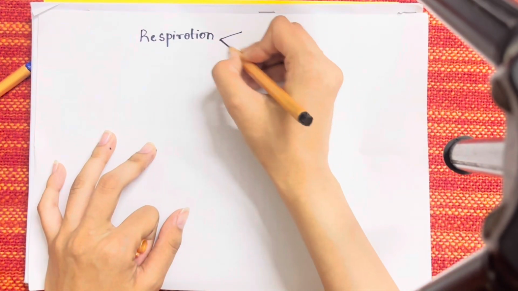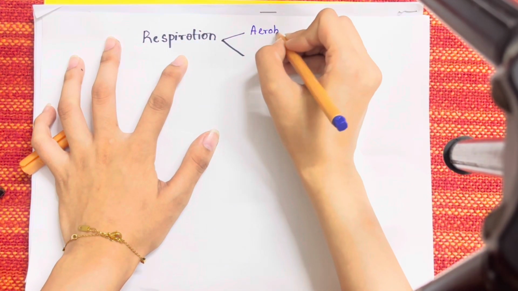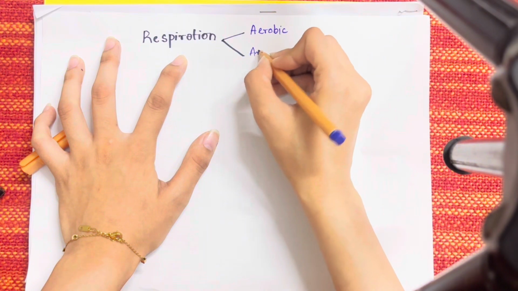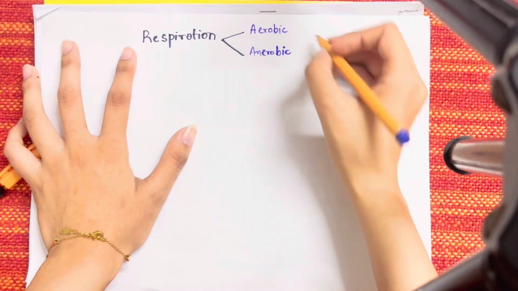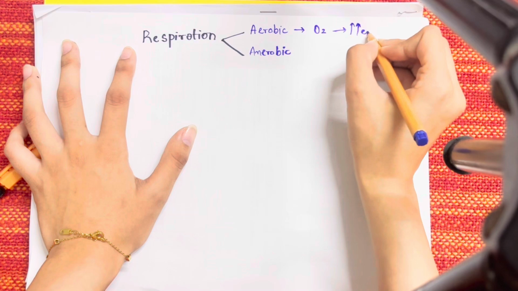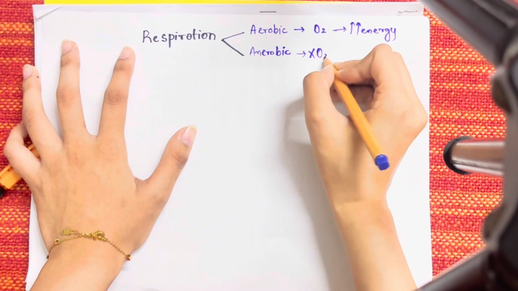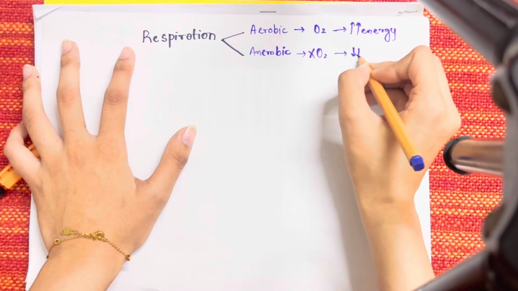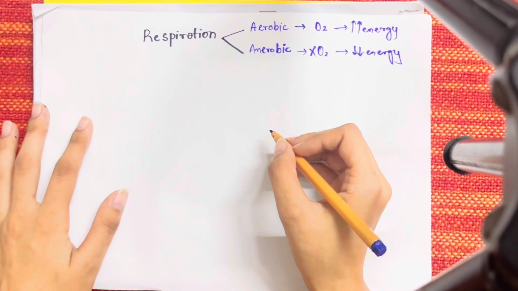Respiration is basically of two types. One is aerobic respiration and the other is anaerobic respiration. You need to understand the difference between them. Aerobic respiration includes oxygen and releases a larger amount of energy. Contrary to that, anaerobic respiration does not include any oxygen molecule and releases a smaller amount of energy relative to aerobic respiration.